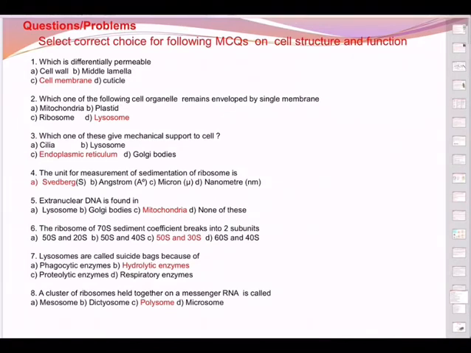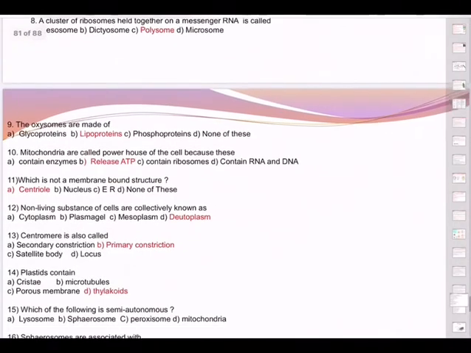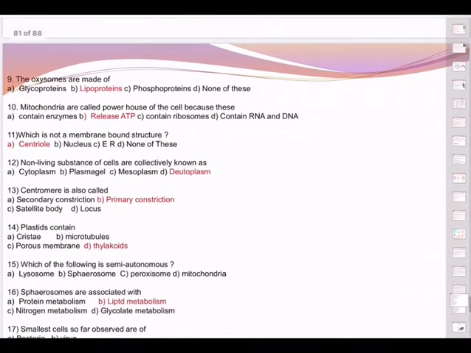RNA, of course, has three types. Biology boys know: mRNA is messenger RNA, tRNA is transfer RNA, and rRNA is ribosomal RNA. So on messenger RNA, a group of ribosomes will be present. What do you call that? That's called polysome. Okay, polysome.